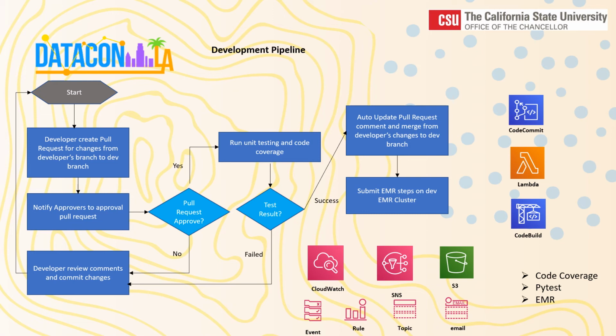In this automation, CloudWatch will initiate 3 code build processes, which are CodeBuild for PyTest, CodeBuild for code coverage, and CodeBuild for EMR. Once these 3 processes are complete, it will merge to the development branch successfully. Then it will send the logs and output files to S3.